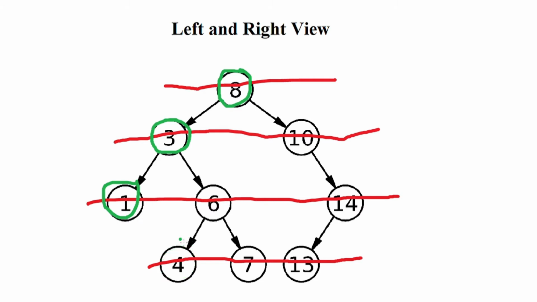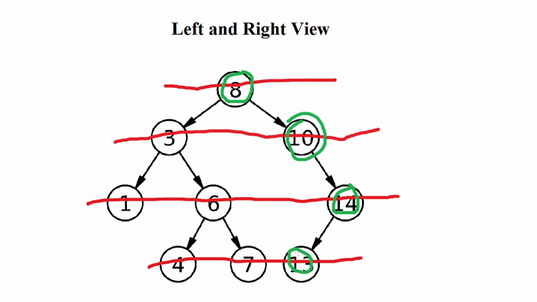Okay, now what about the right view? If I talk about the right view, again the same thing, same picture, same diagram, same horizontal lines. Just try to visualize it from the right side. You're looking from the right side, then you'll see 8, you'll see 10, you'll see 14, and you'll see 13, right? 7 and 4 will be hidden by 13, 6 and 1 will be hidden by 4.